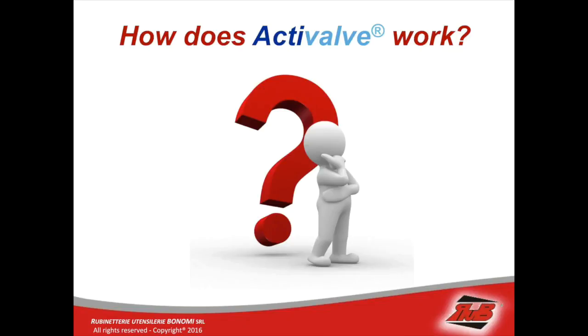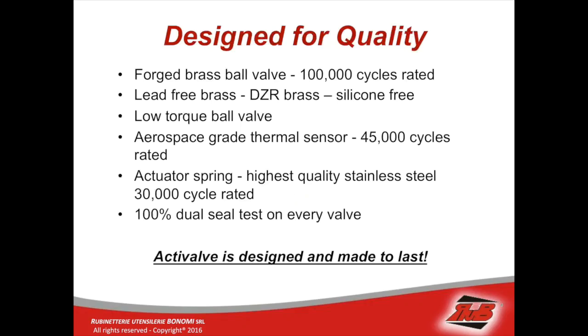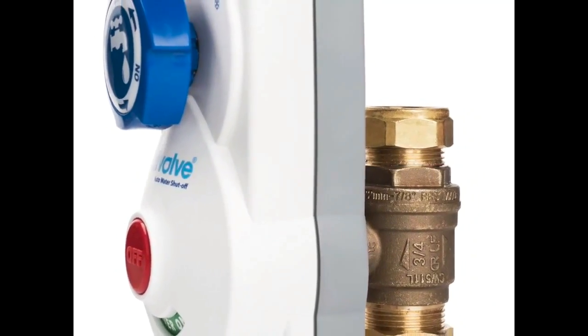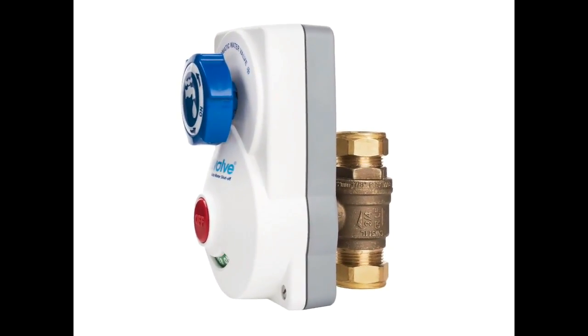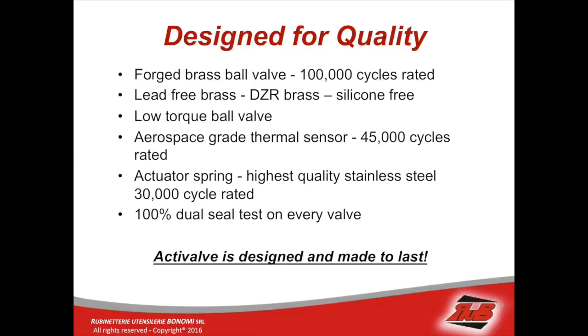So how does ActiValve work? First of all, ActiValve is designed for quality. We start with a high-quality forged brass ball valve that is 100,000 cycle rated. The ball valve is specially designed for low-torque operation and is made of lead-free brass that is approved to NSF ANSI 61 and NSF ANSI 372 certifications and complies to the Safe Drinking Water Act. Each and every valve is 100% dual seal tested before leaving the factory.